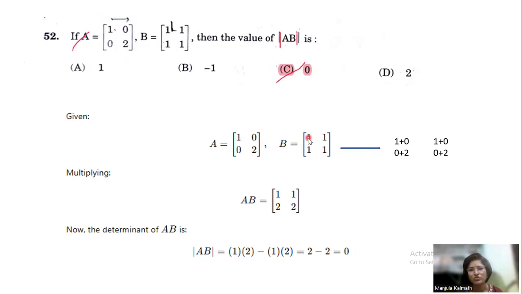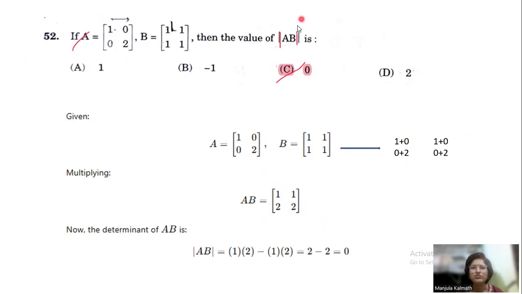That is 1 into 1 is 1, 0 into 1 is 0, so 1 plus 0. And then first row, second column: 1 into 1, 0 into 1, that is 1 plus 0. Then the second row, first column: 0 into 1, 2 into 1, 2 it is. And 0 into 1, 2 into 1, 2. So here we have the multiplication of two matrices. Then AB equals 1, 1, 2, 2. This is the output we are getting.